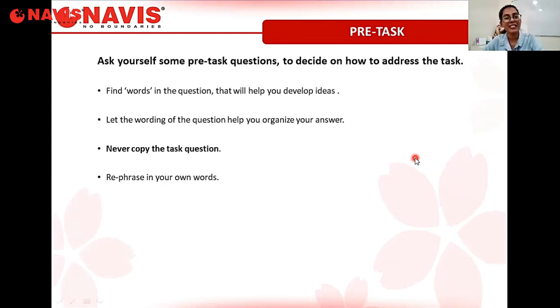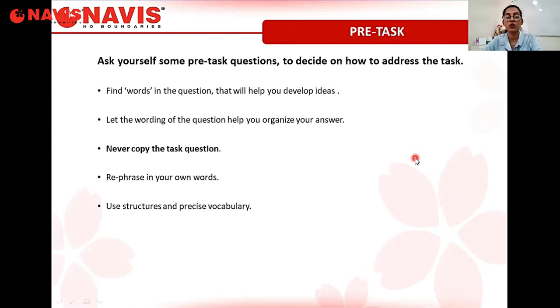Rephrase in your own words is nothing but you can put in synonyms, which have the same meaning. Okay, the word will be different. It is known as a synonym. Use structures and precise vocabulary.